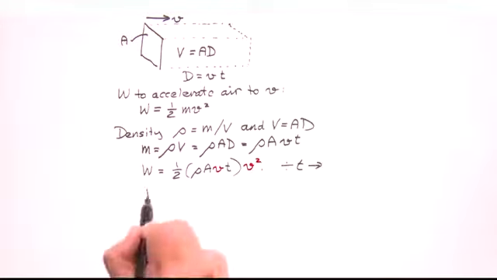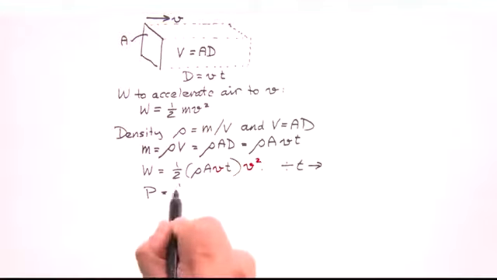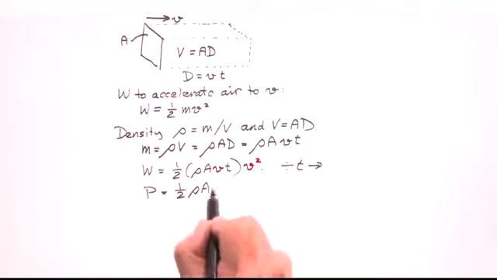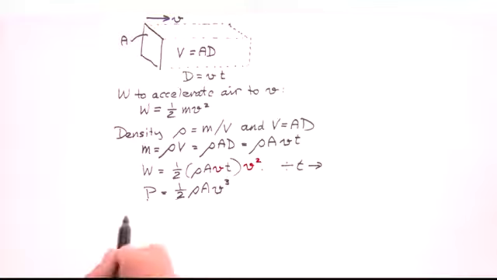Divide both sides by time to get the power. We see the power goes as v cubed. That's an important reason why it's hard to go fast. Twice as fast, eight times the power.